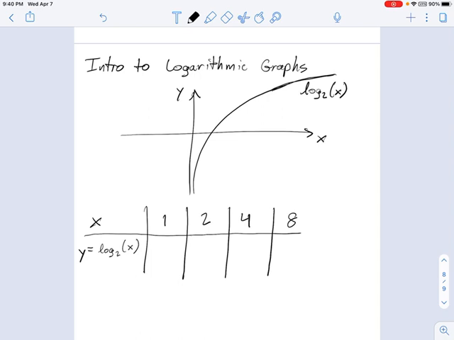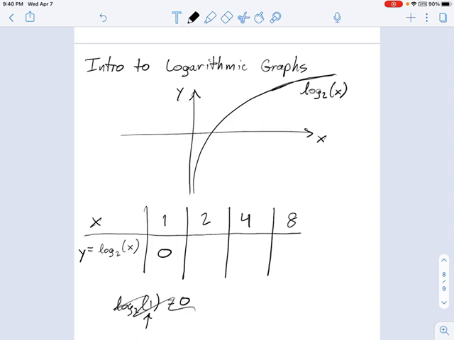And if you imagine x equals 1, what's y? Well, you would say log base 2 of 1. And remember, log base anything of 1. Okay, if the argument is 1, the answer is 0. So that first one's easy.